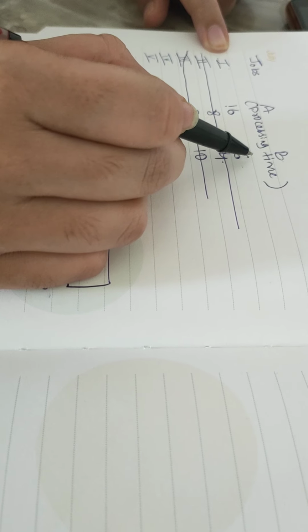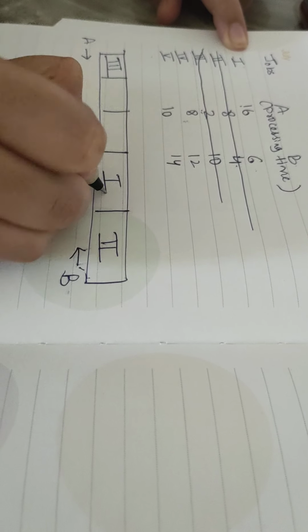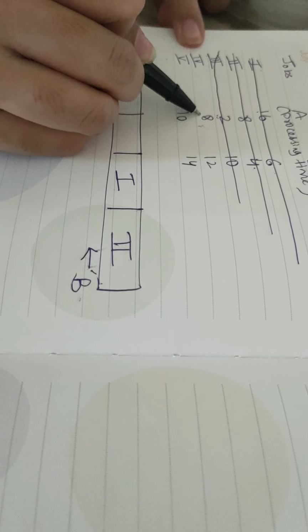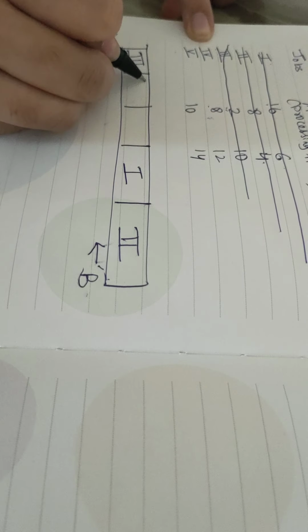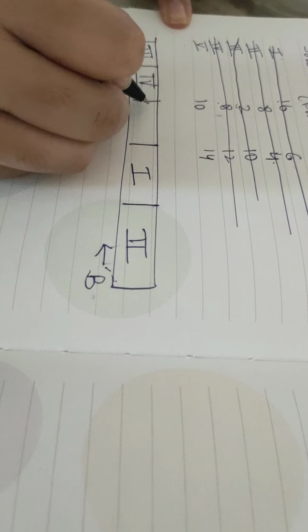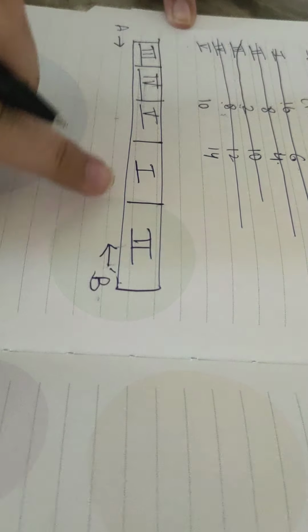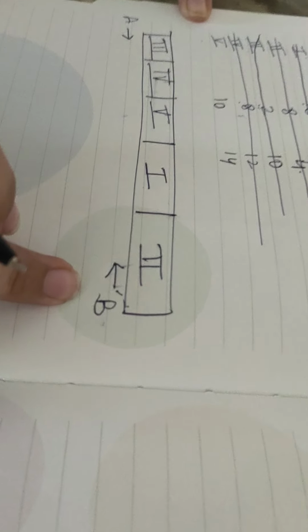Next minimum is 6, again from B side. Then from B side we will write 1. Next minimum is 8, it is from A side, so from A side we will write 4. And the last one will be 5. This is the sequence of the job. The machines will perform the job in this sequence.